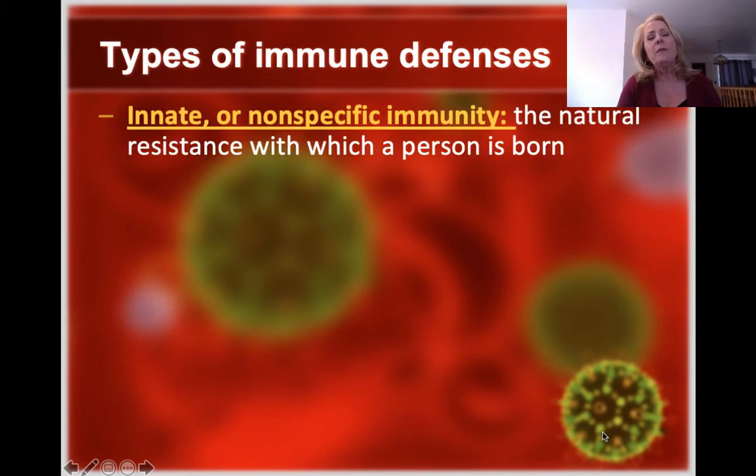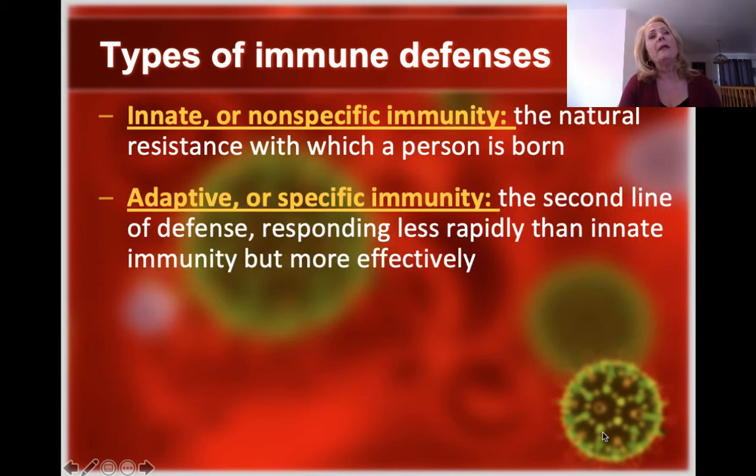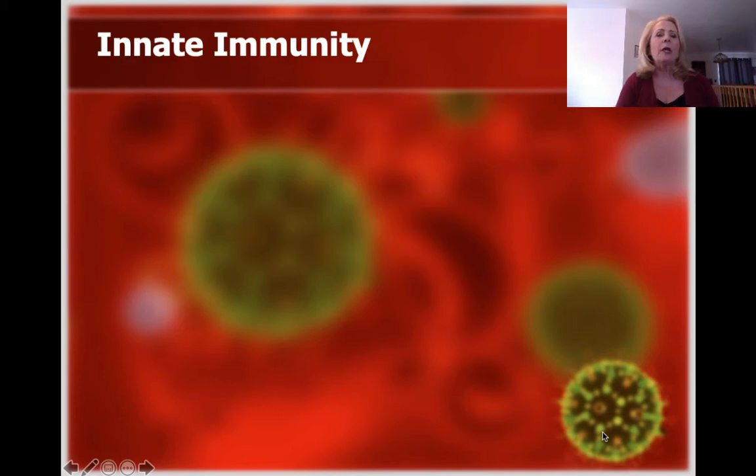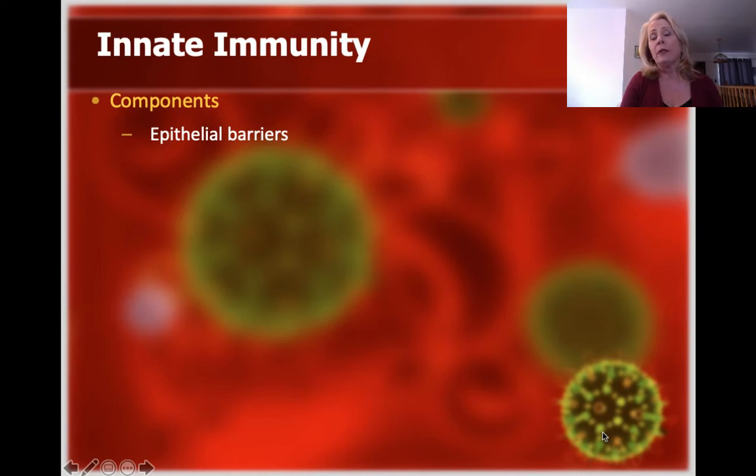So the types of immune defenses are basically, one, innate or non-specific immunity, and so you can just call these your natural resistance. This is what you were born with. And then the adapted or specific immunity a lot of times is referred to as your second line of defense, and this is more of what we might consider our actual immune system, and it's much more effective than our innate immunity.